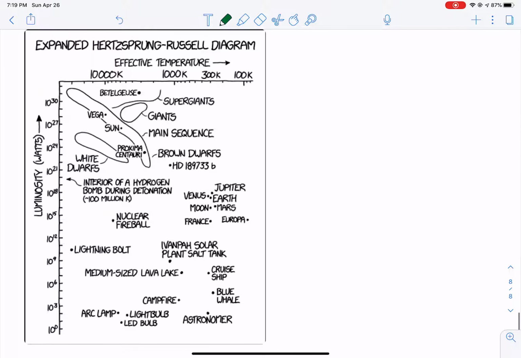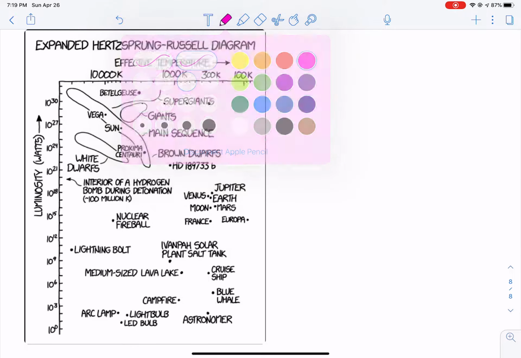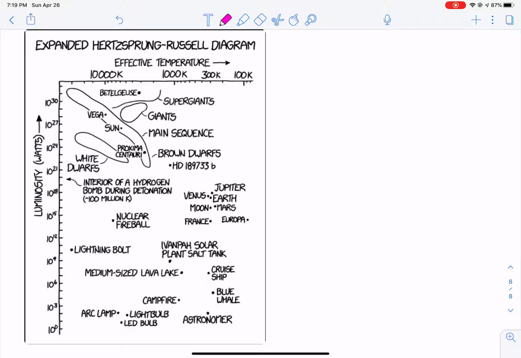I wanted to show you this XKCD comic. It's an expanded Hertzsprung-Russell diagram. The top part of the Hertzsprung-Russell, right here, should be very familiar to you. This is our basic Hertzsprung-Russell. We have the main sequence, the white dwarfs, the giants, and supergiants. This is Betelgeuse, I think one of the biggest stars. I think VY Canis Majoris. By the way, big stars don't last very long. I'll talk about that later.